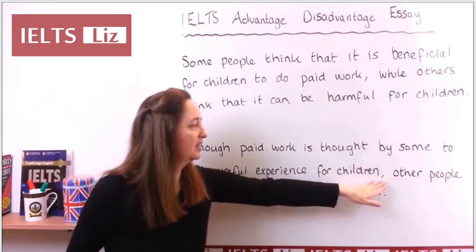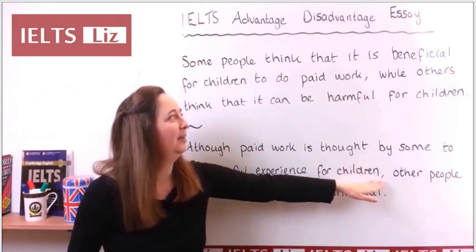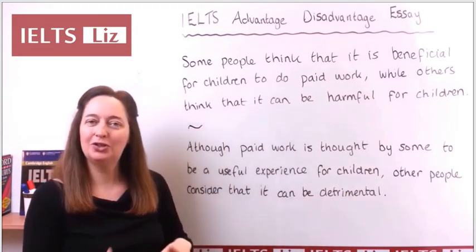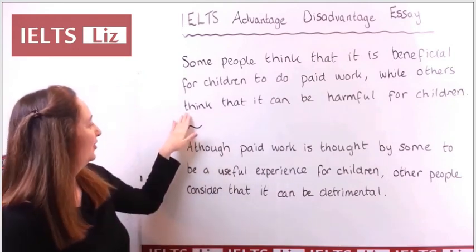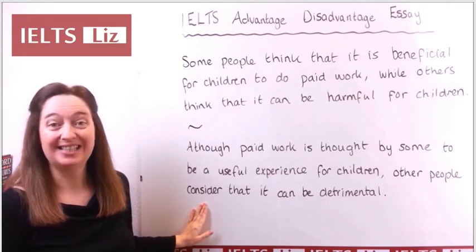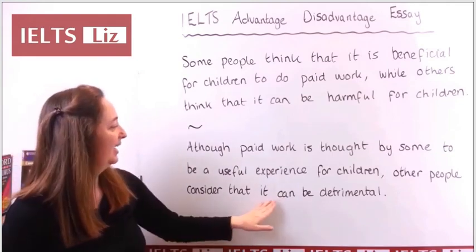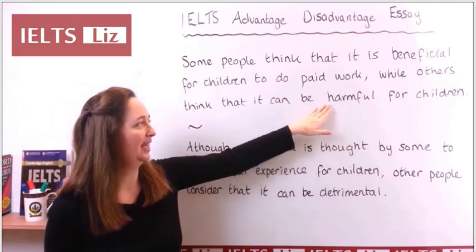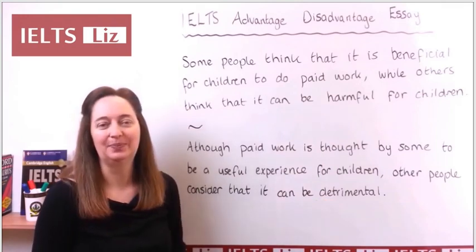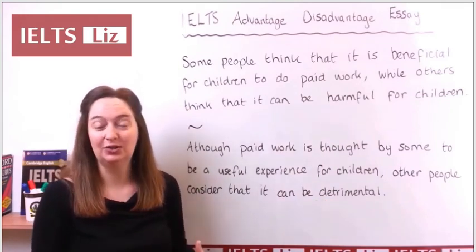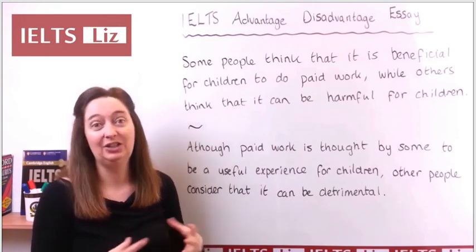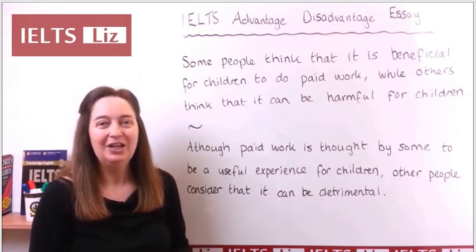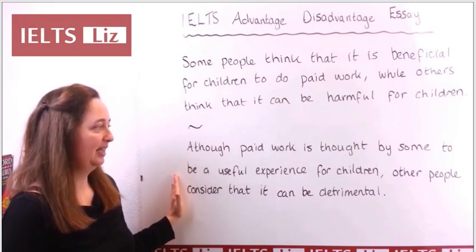And the next part, we say other people, but they've written others, so it's just a very small alteration. They say others think, and we say other people consider that. It can be detrimental. They have harmful, we have detrimental. So you can see there's quite a lot of paraphrasing. We've changed the order of information. We've changed the verbs as well. So that is our background statement.